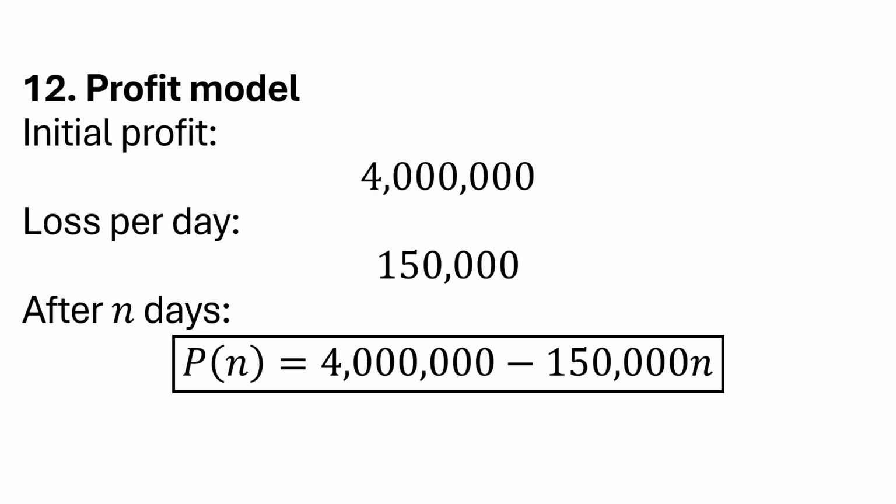The company starts with $4 million of profit. Each day, the profit decreases by $150,000. Therefore, after n days, the profit is 4 million minus 150,000 times n.